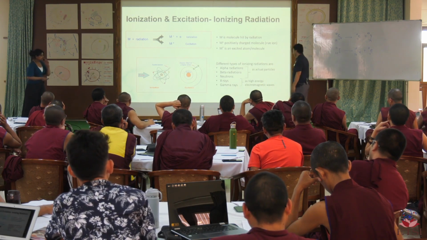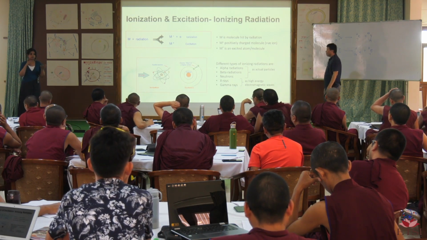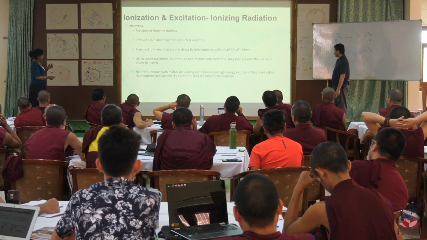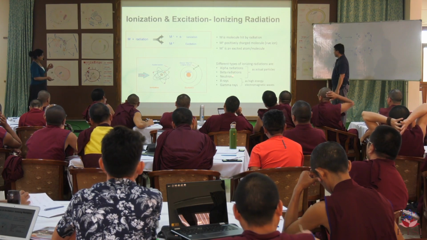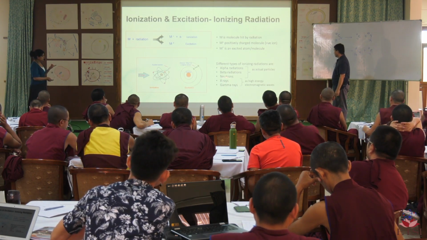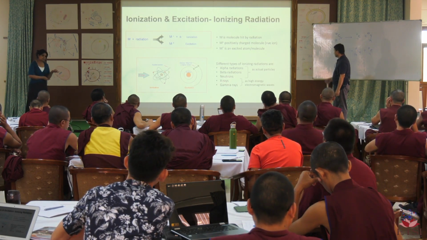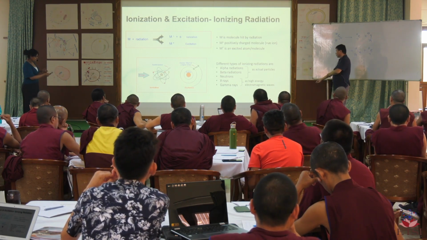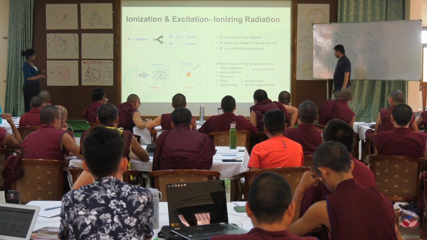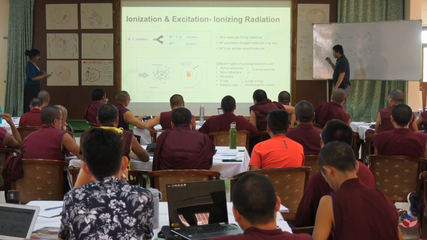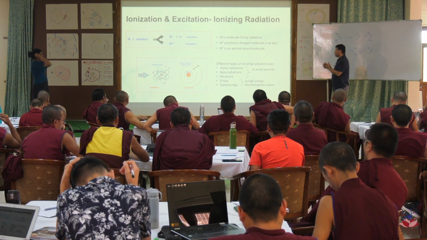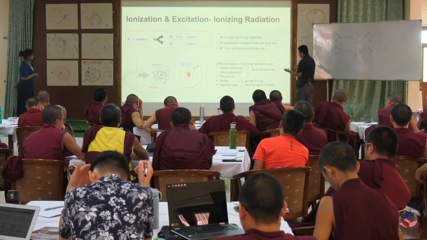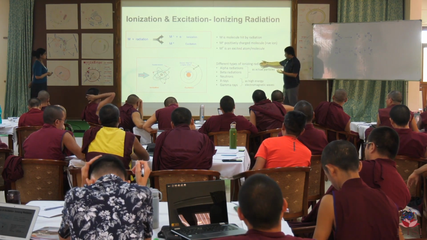So now there are different types of ionizing radiation. So far we have studied alpha, beta, gamma. And then there are also neutrons and X-rays, right? So we will now learn a little bit about X-rays, because I have not taught you X-rays, and then a little bit about neutrons.